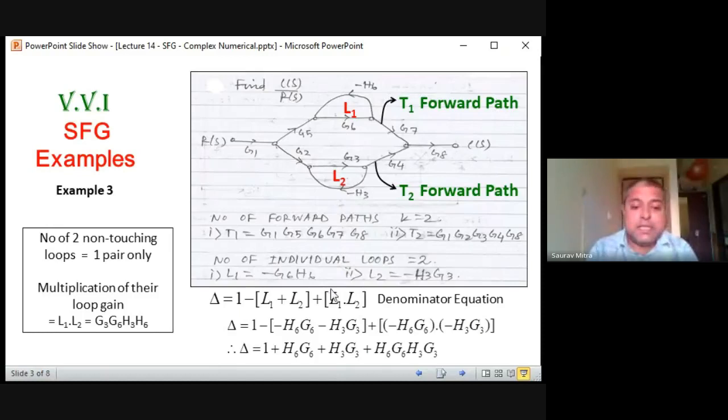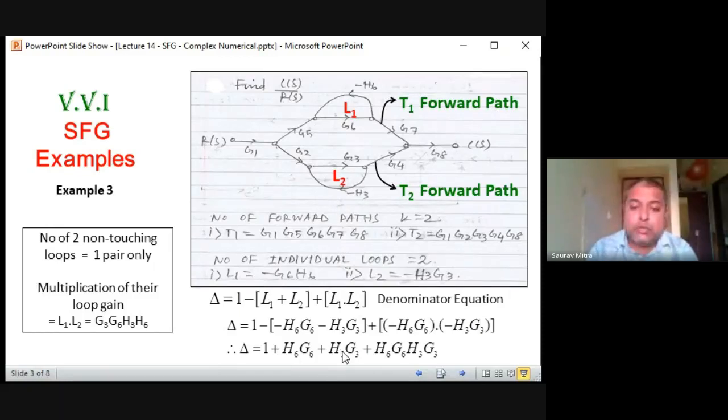Why? Because there are only two feedbacks and both feedbacks are negative feedback. How will we know? We will know by doing this. So this is also minus H6 and coming back. This is also minus H6 and coming back. Okay, so both the feedbacks are negative feedbacks, and there is only one pair of non-touching loops.